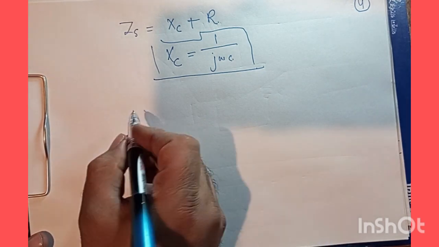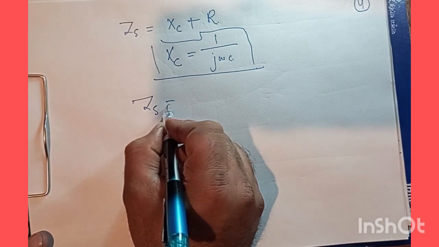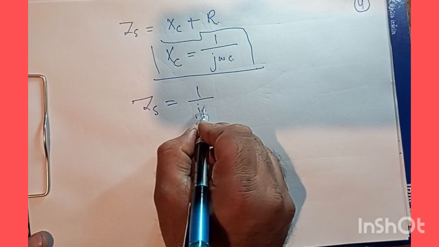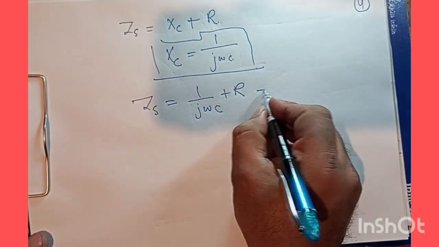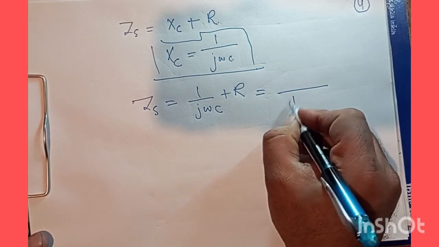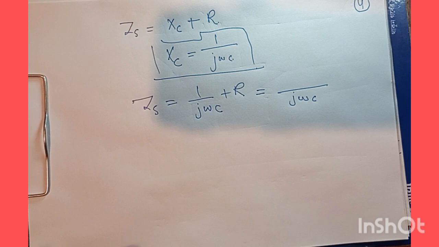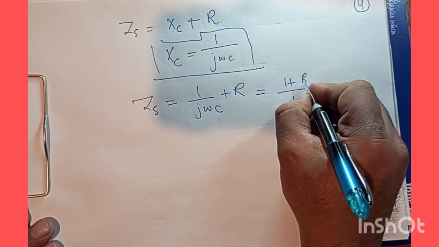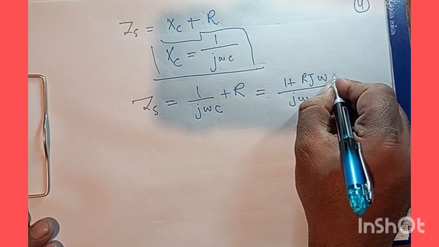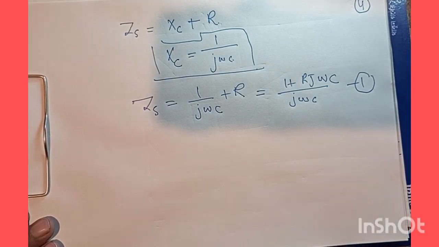So if this is the case, then we can calculate this Zs. It must be 1 upon j omega C plus R. Okay, we can take the LCM of j omega C here, and then we have (1 plus R j omega C) upon j omega C. Now let's call this equation 1 for the time being and see where we can reach after this.